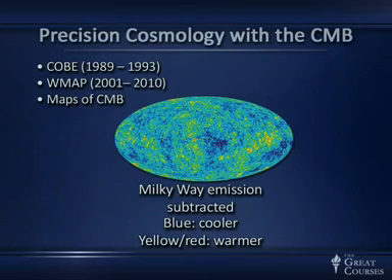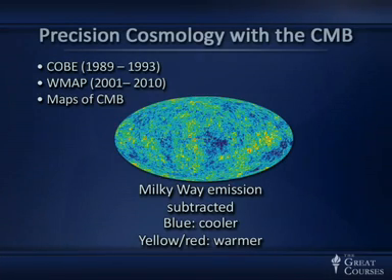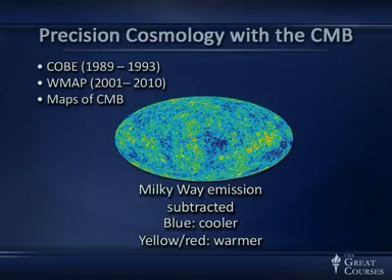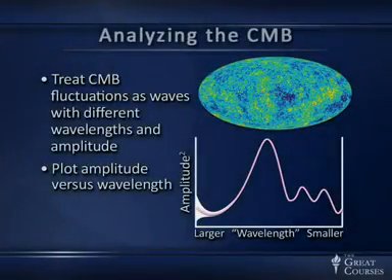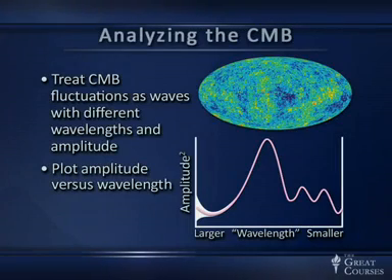So there is a very slight variation at the level of about 1 part in 100,000, and the amount of information contained in there is staggeringly large and precise. And let me just give you a quick feel for it. How do we analyze this? Well, what we do is we treat these fluctuations as if they were waves of different wavelengths and amplitude.